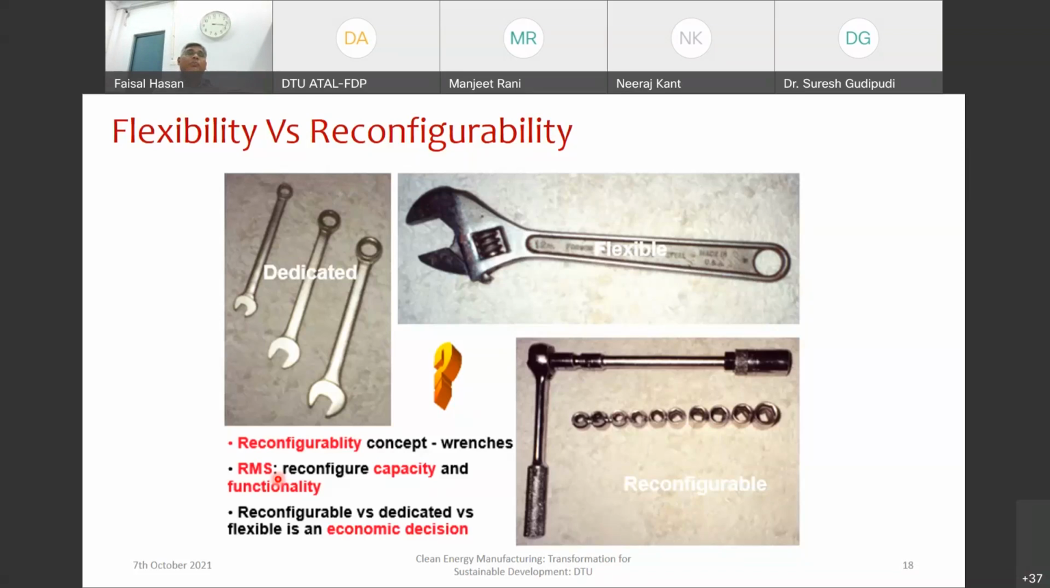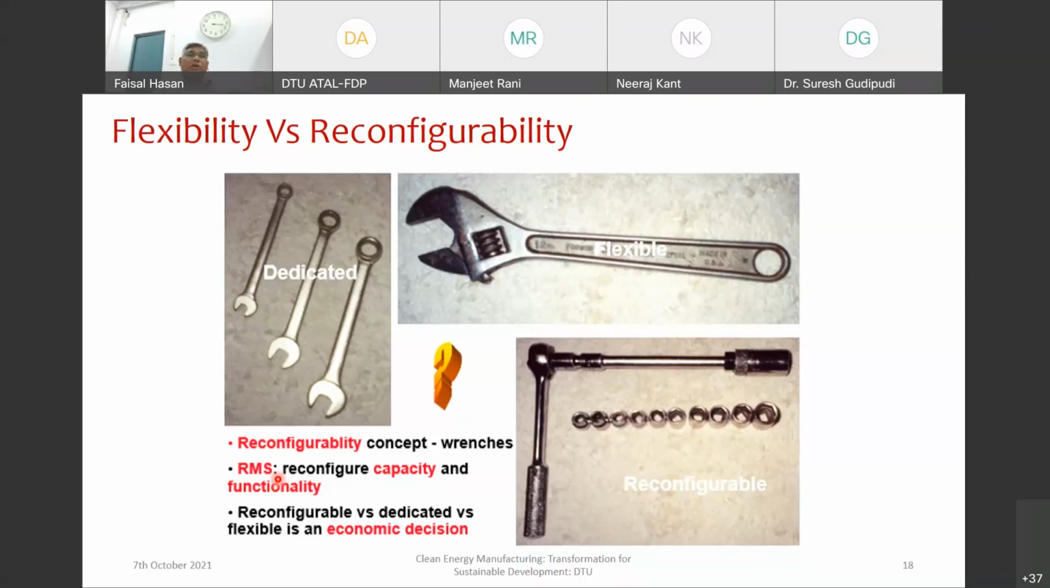That means at one point of time, if you want the output of your machine to be 10 units per minute, it can give that. And if I want my output to be 20 units, I can scale up my machine so that it can give me an output of 20 units per minute. So this is what we call reconfiguration in capacity.